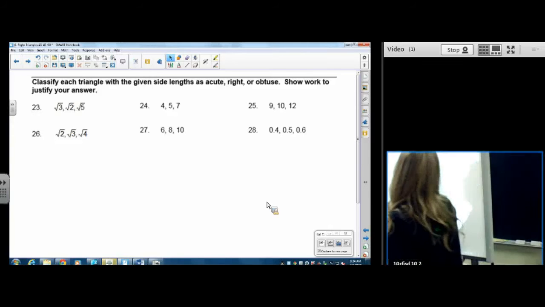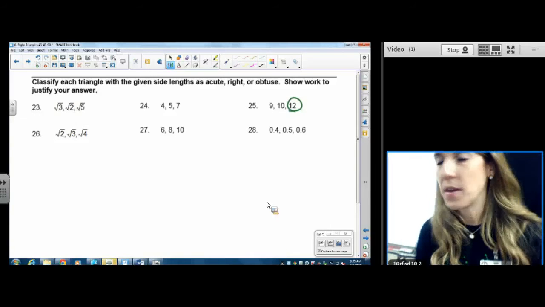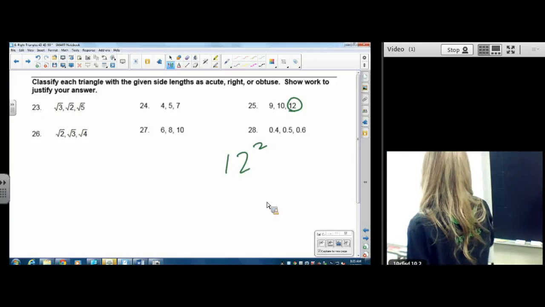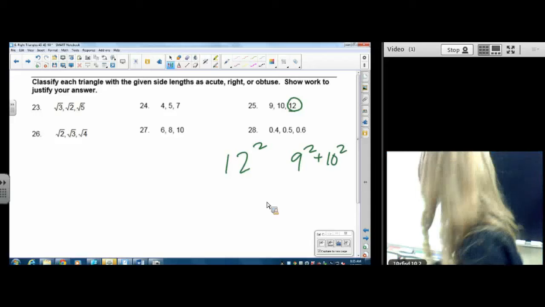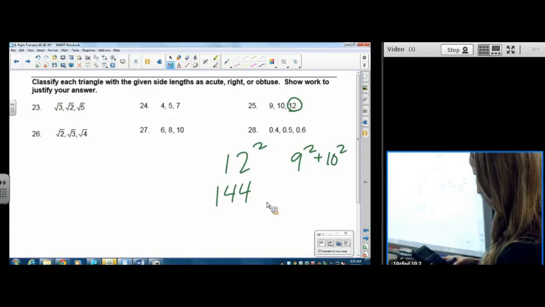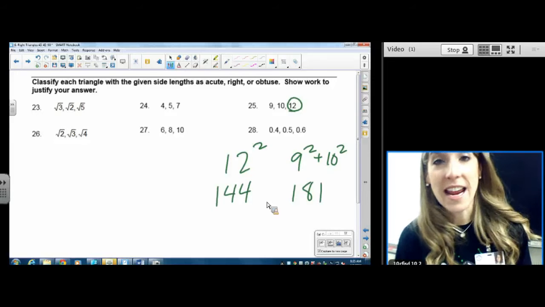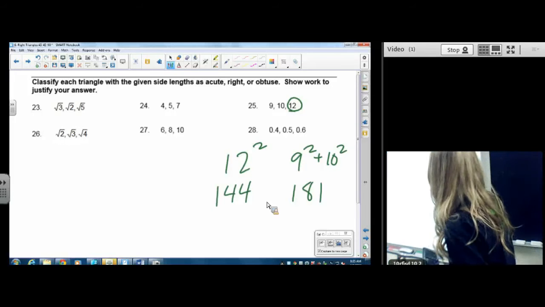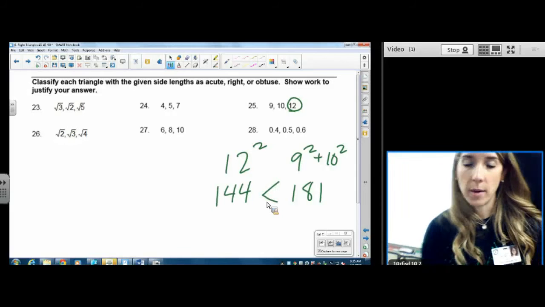You need to first identify which side is C, which one is the largest. The next step is to write Pythagorean theorem, but you're going to write it backwards. We're writing it backwards for a certain reason, okay? Then we're going to solve it. C squared, and then A squared plus B squared. Then we're going to give it an inequality, a greater than or less than or equal to sign. The sign is going to open up to the larger number. It's like it's eating the larger number.